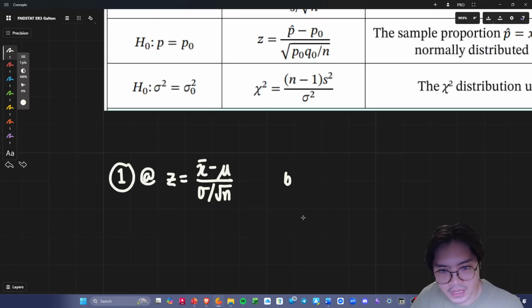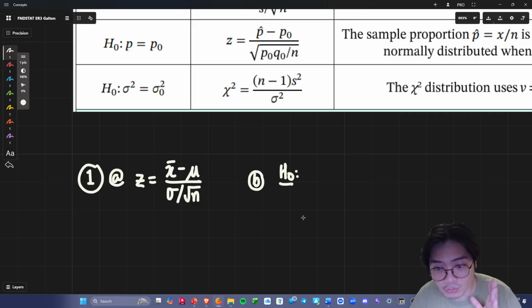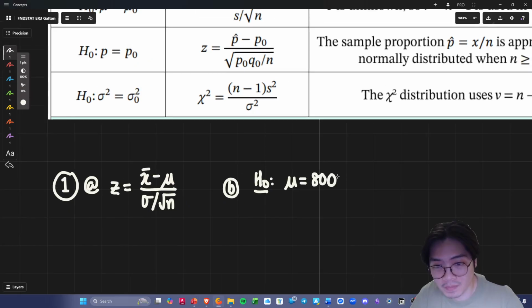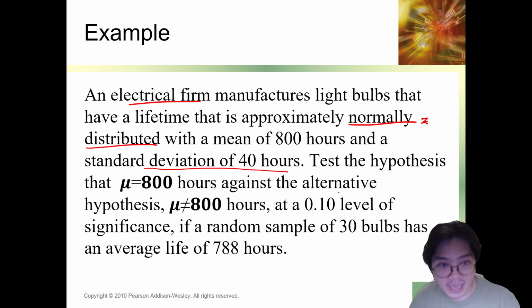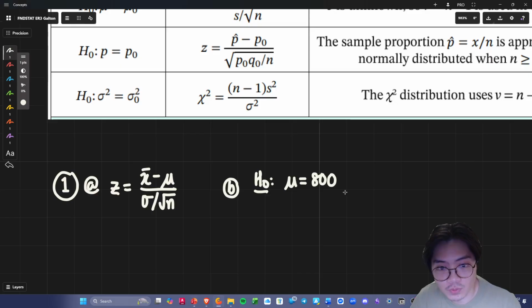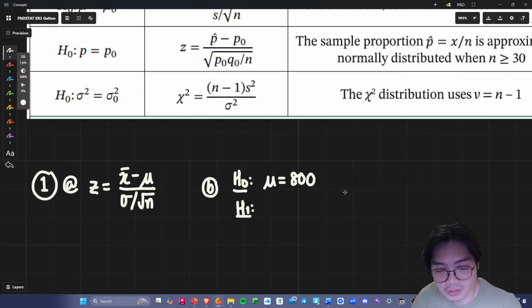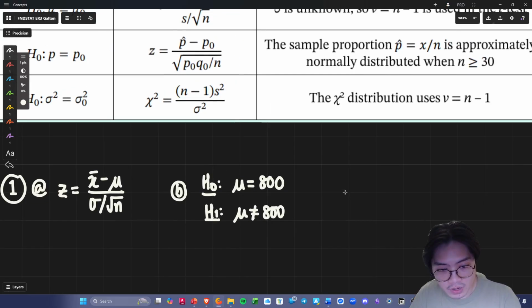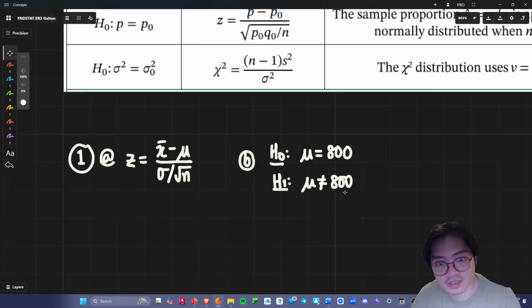And now, letter B, we will have our hypotheses. First, the null hypothesis, meaning nothing should have happened. In this case we say mu is equal to 800. This is what the firm is asserting, that the average lifetime is going to be 800 hours. Of course, we want to test it against our alternative hypothesis, which says that it is not 800. We're not concerned with whether it's higher or lower. We're just concerned that it is different at all. So this is exactly what I want.